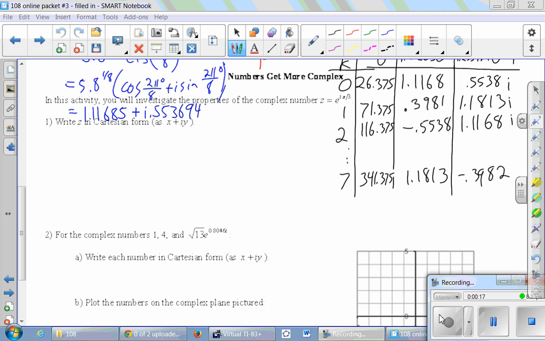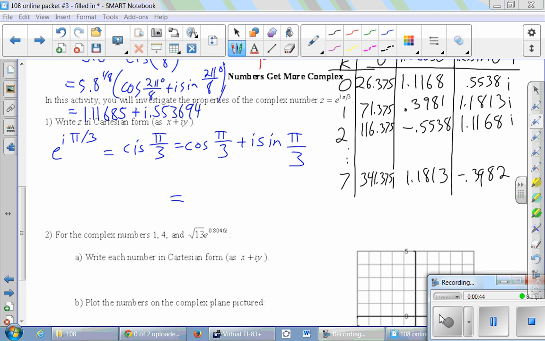Okay, so what we'll do is start with e to the i times pi over 3. We'll use Euler's formula to recognize that this is the same as, just write cis pi over 3. And that really means cosine of pi over 3 plus i times the sine of pi over 3. And so cosine of pi over 3 is a half, plus i times the sine of pi over 3, which is root 3 over 2.